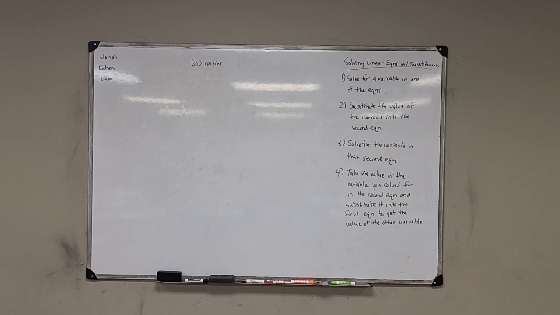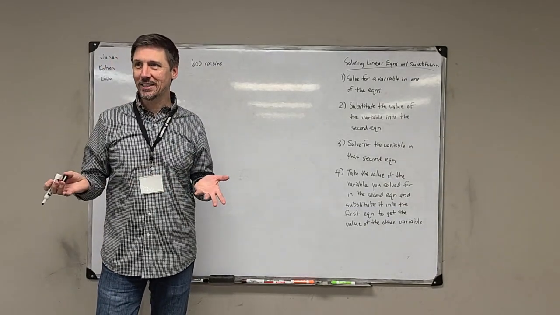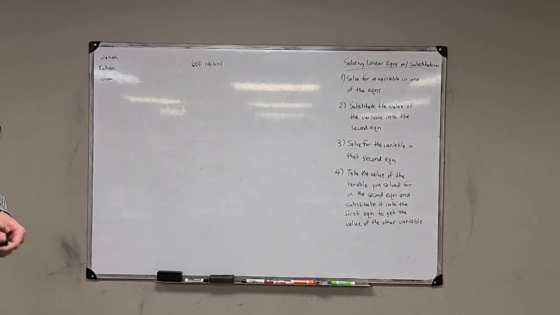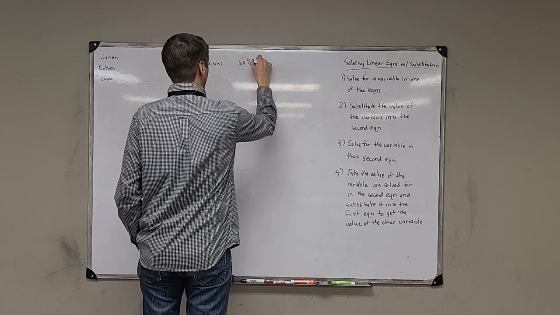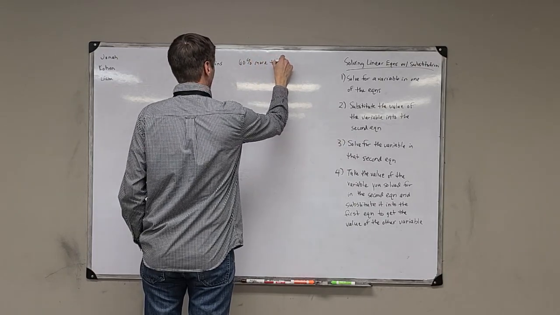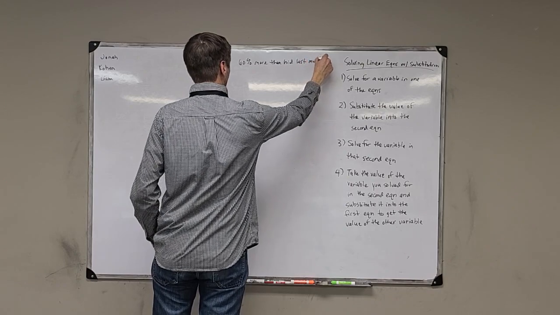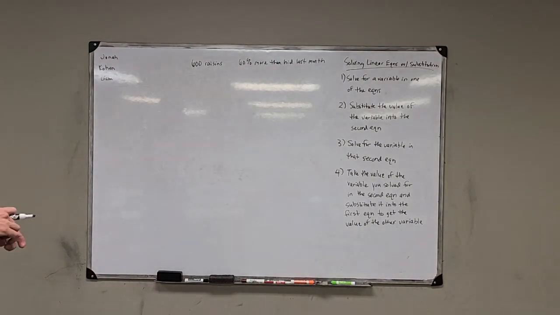This is 60% more than they hid last month. I guess maybe the kids aren't wanting to eat the raisins, so they're hiding them somewhere. Is that the goal here? I don't know. So this is 60% more than they hid last month. All right, so the question is, how many raisins did they hide last month?